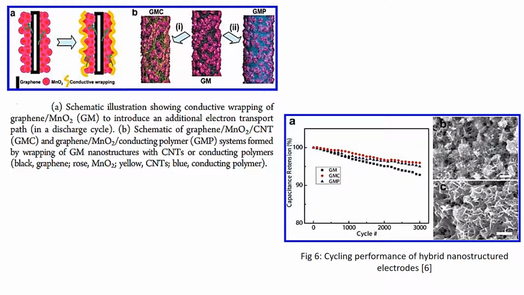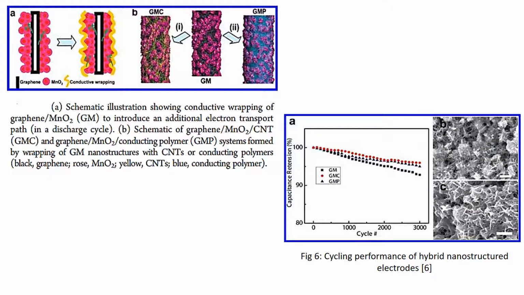Here are the figures when we use 3D conductive wrapping of graphene or manganese dioxide nanostructured electrodes with carbon nanotubes or conducting polymer. So we can optimize the electrochemical utilization of highly insulating manganese dioxide materials and greatly enhance their supercapacitor performance.